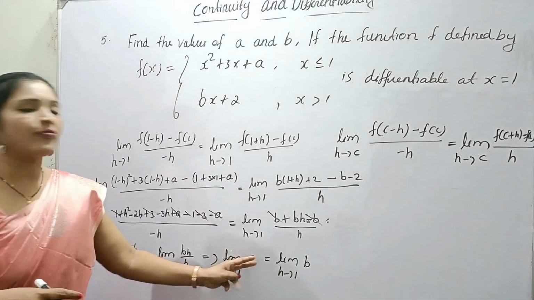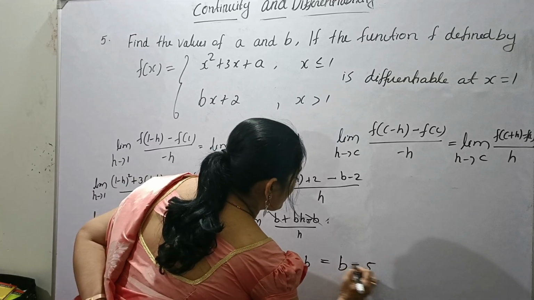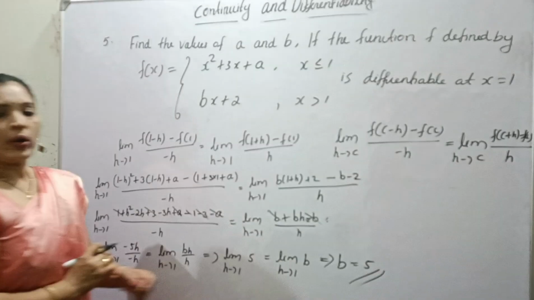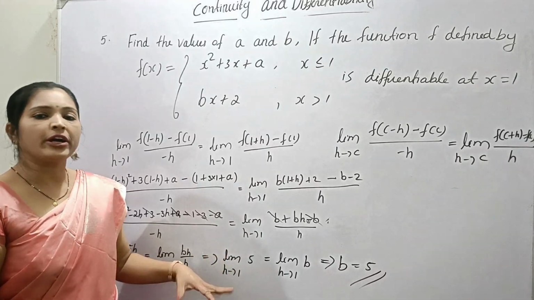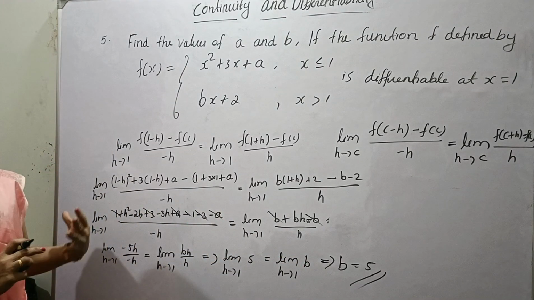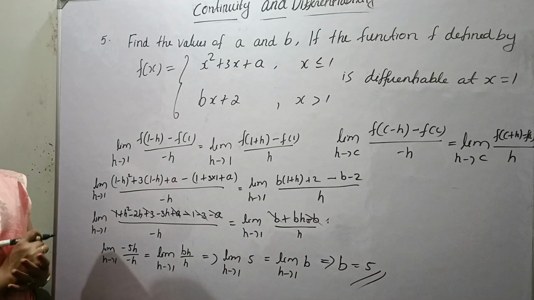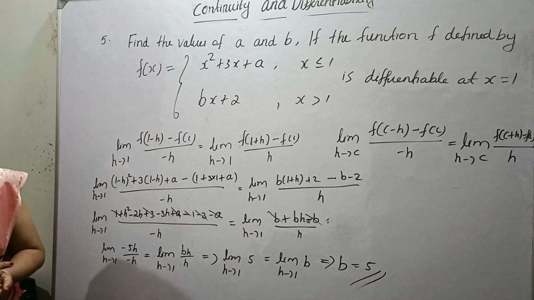So here limit of 5, that is 5. So this implies b is equal to 5. Okay? Limit of b itself, limit of 5 itself. So b is equal to 5. We have got the value of b. So next we have to find the value of a. How to find the value of a?